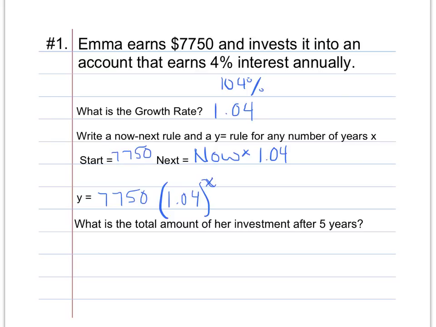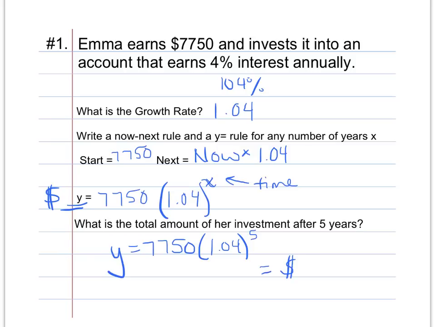After 5 years then, well, what do these variables stand for? The y is how much money she has in the end. The x tells you how much time has gone by. How many times do you have to multiply by that 104%? So after 5 years, she would have $7,750 times 1.04 to the 5th power, which is about $9,429.